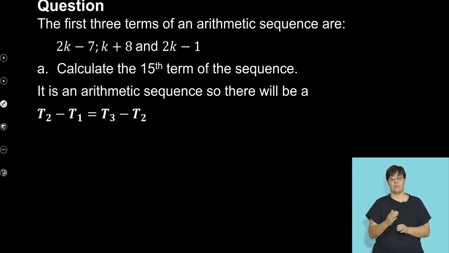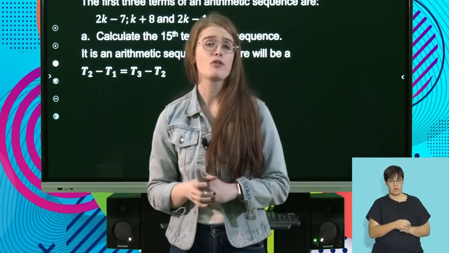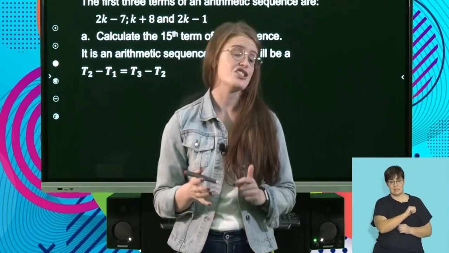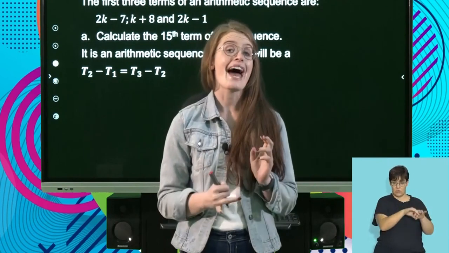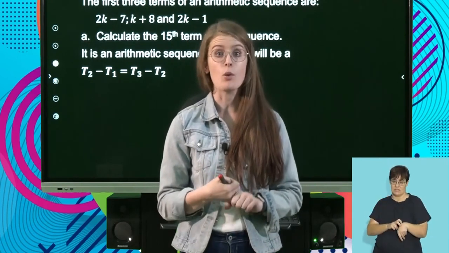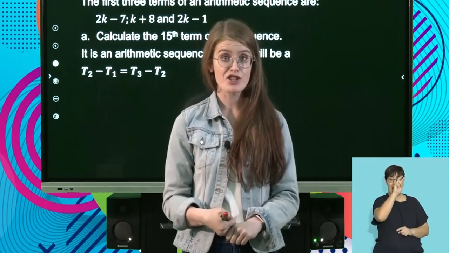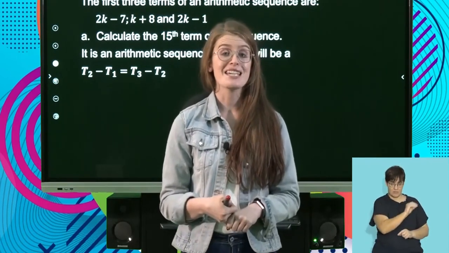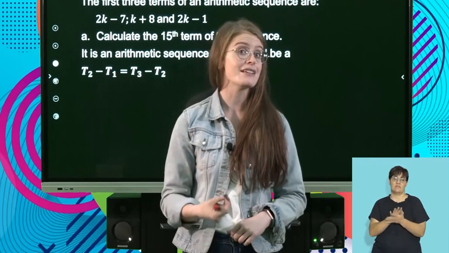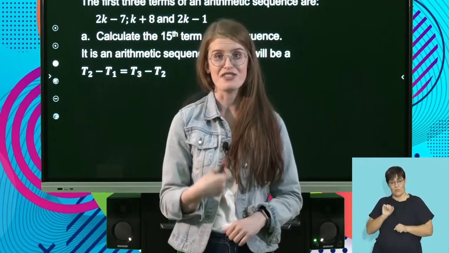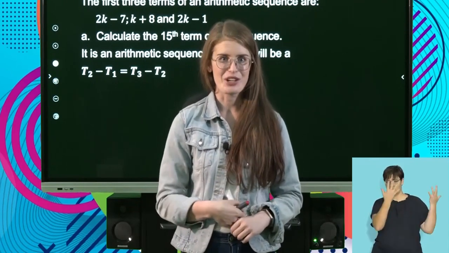But I'm first going to focus on A, which is calculating the 15th term of the sequence. Before I get into it, please remember that for an arithmetic sequence, I need to have my A value and my D value in order to find my nth term. If I have my nth term, then I can substitute in n is equal to 15 to find the value of the 15th term. Let's do the working out together.